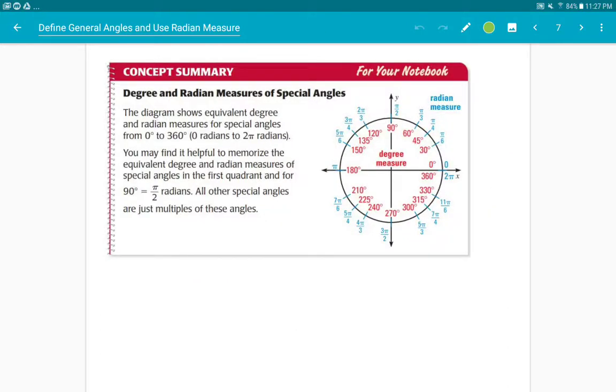Now this is definitely going to be for your notebook, once we get into some more difficult concepts in this section. What I want you to copy down here is this entire circle, and list both the degree measurement and the radian measurement for each of these special angles. The reason we like to use a lot of them, if you pay close attention, is that the first three angles are 30, 45, and 60, and that comes from the 30-60-90 triangles that we went over a little bit in the previous section, and the 45-45-90 triangles.